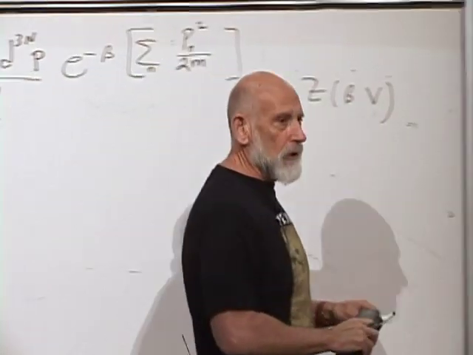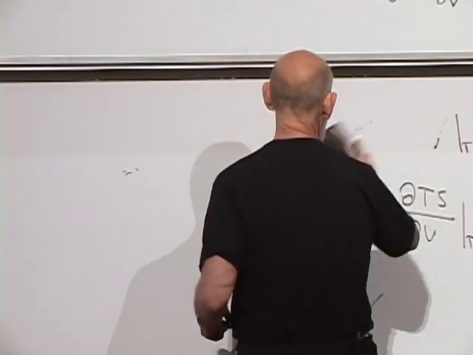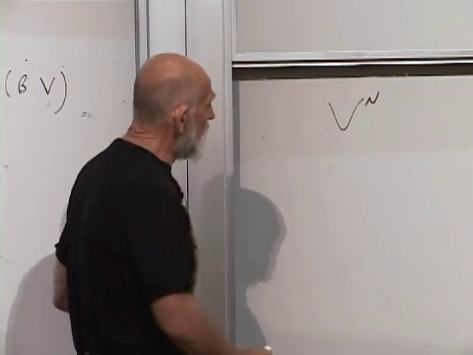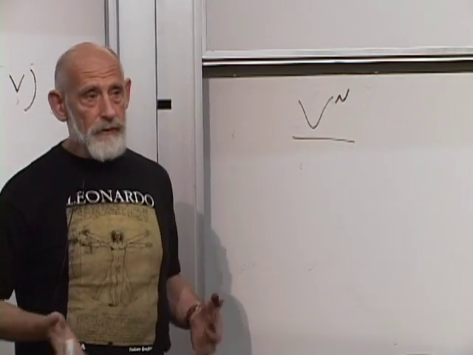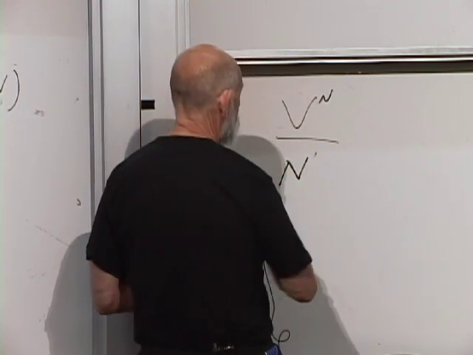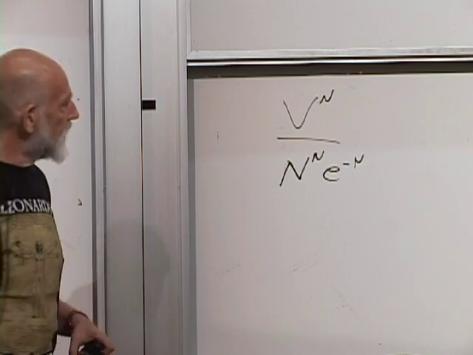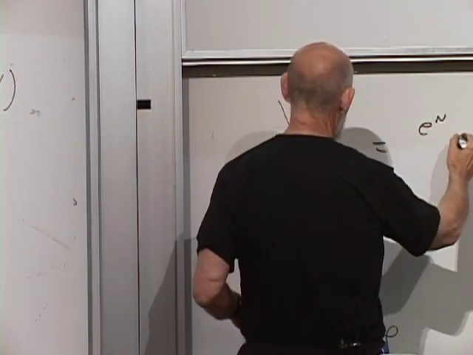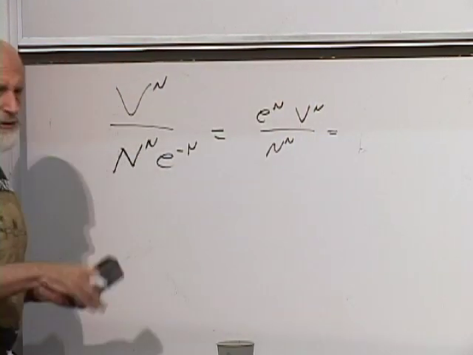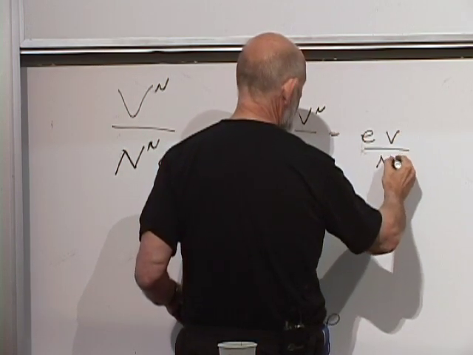Incidentally, volume to the nth over n factorial can be re-expressed in a neat way. I'll write it out here for you. Volume to the nth, without the n factorial you couldn't do this. Now what's Stirling's approximation to n factorial for large n? n to the n, e to the minus n, right? Which is equal to e to the n, V to the n over n to the n, which in turn is e times the volume over n, to the nth.